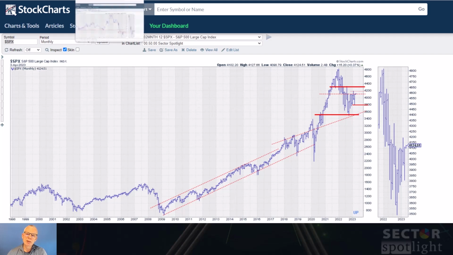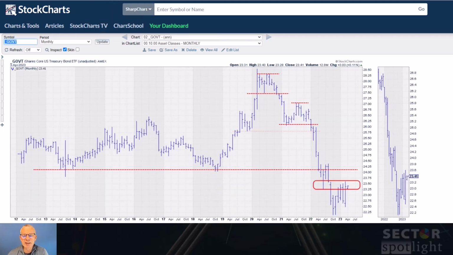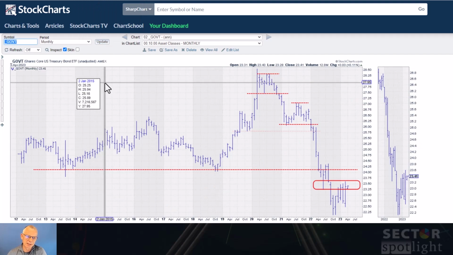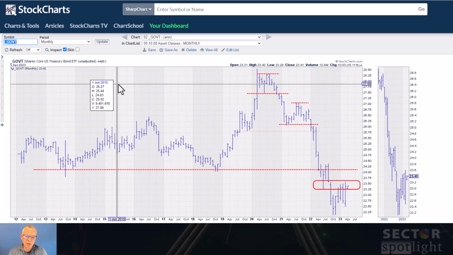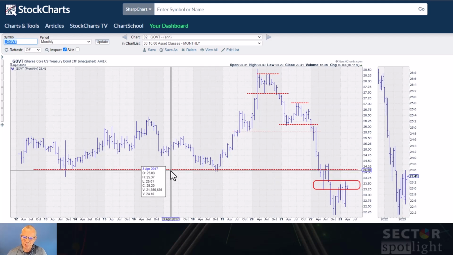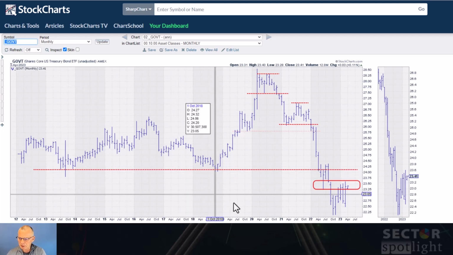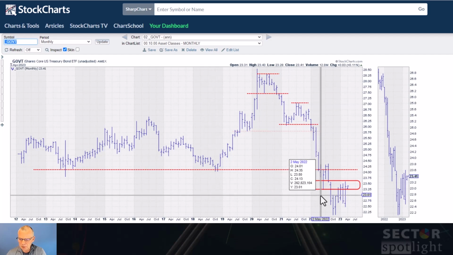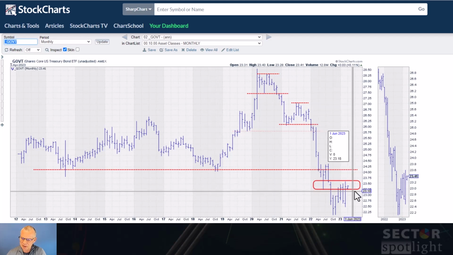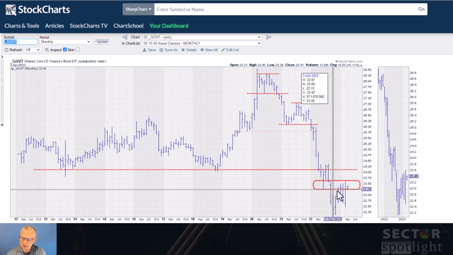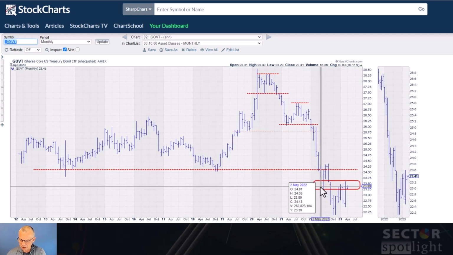If we go to the bond markets, then the image there is a little less fantastic. We've got the GOVT ETF here, the aggregate bond ETF that covers all segments on the yield curve. What we can see is that it's still trading well below that major support level, which is around 24.10 in GOVT. Right now we're in this area I've marked with a rectangle, which I think is a very clear resistance area for the government bond market.